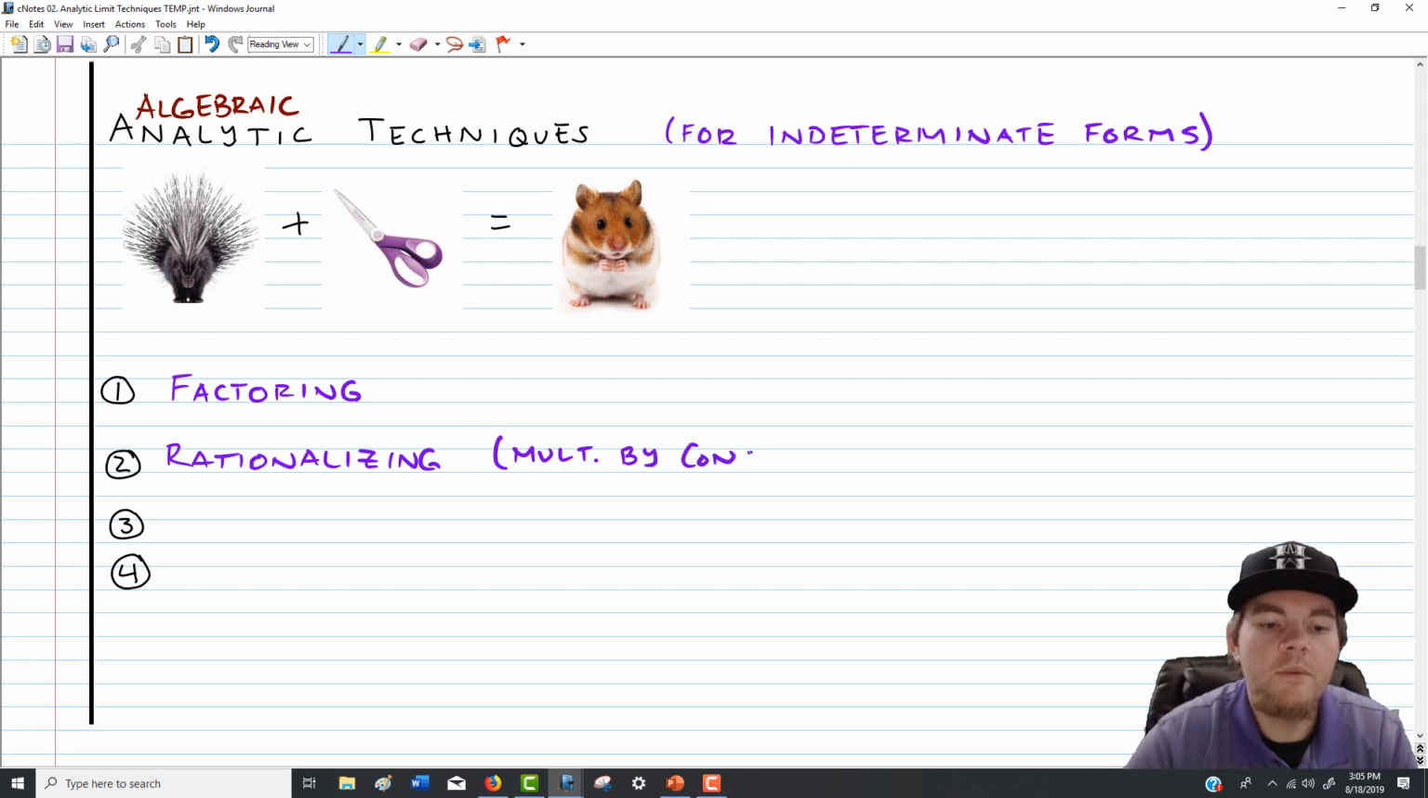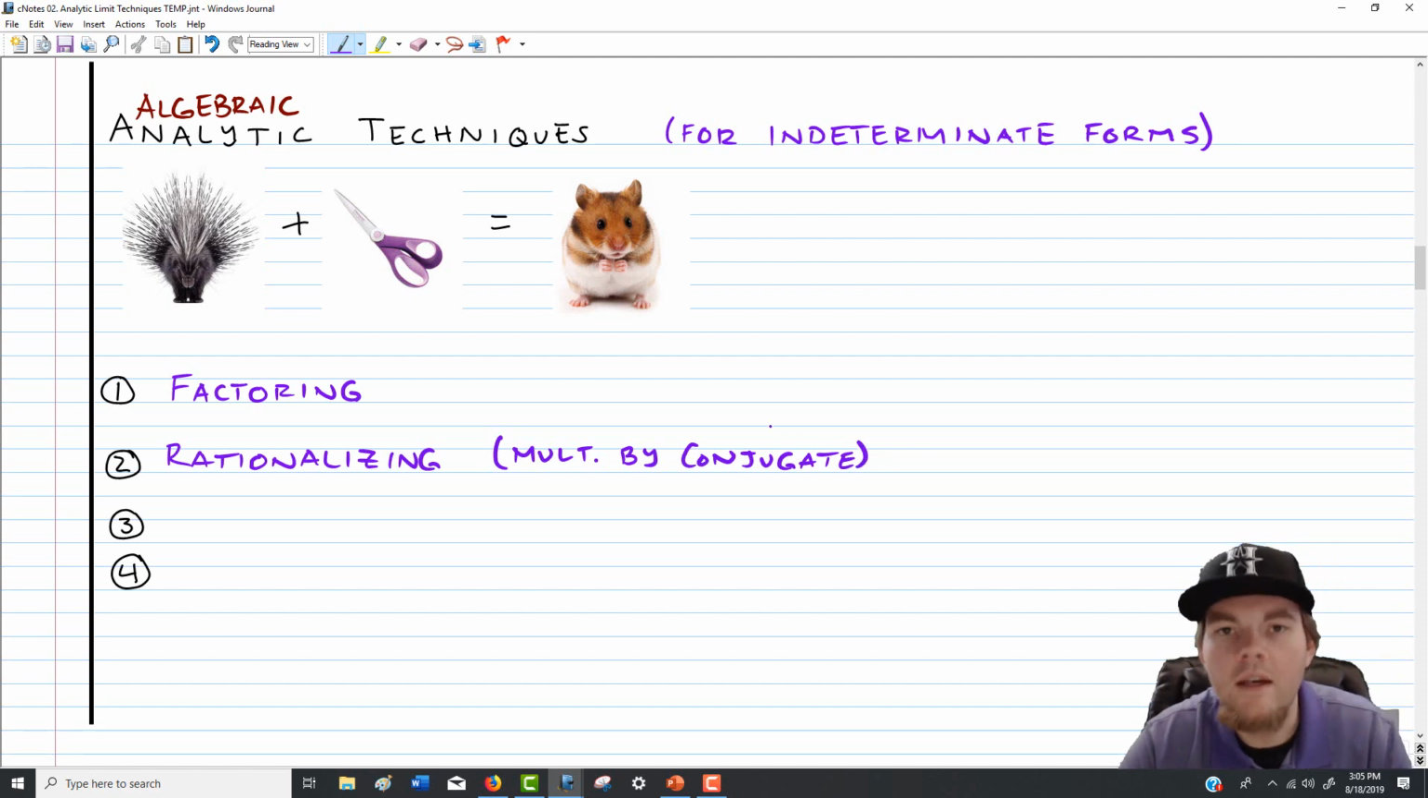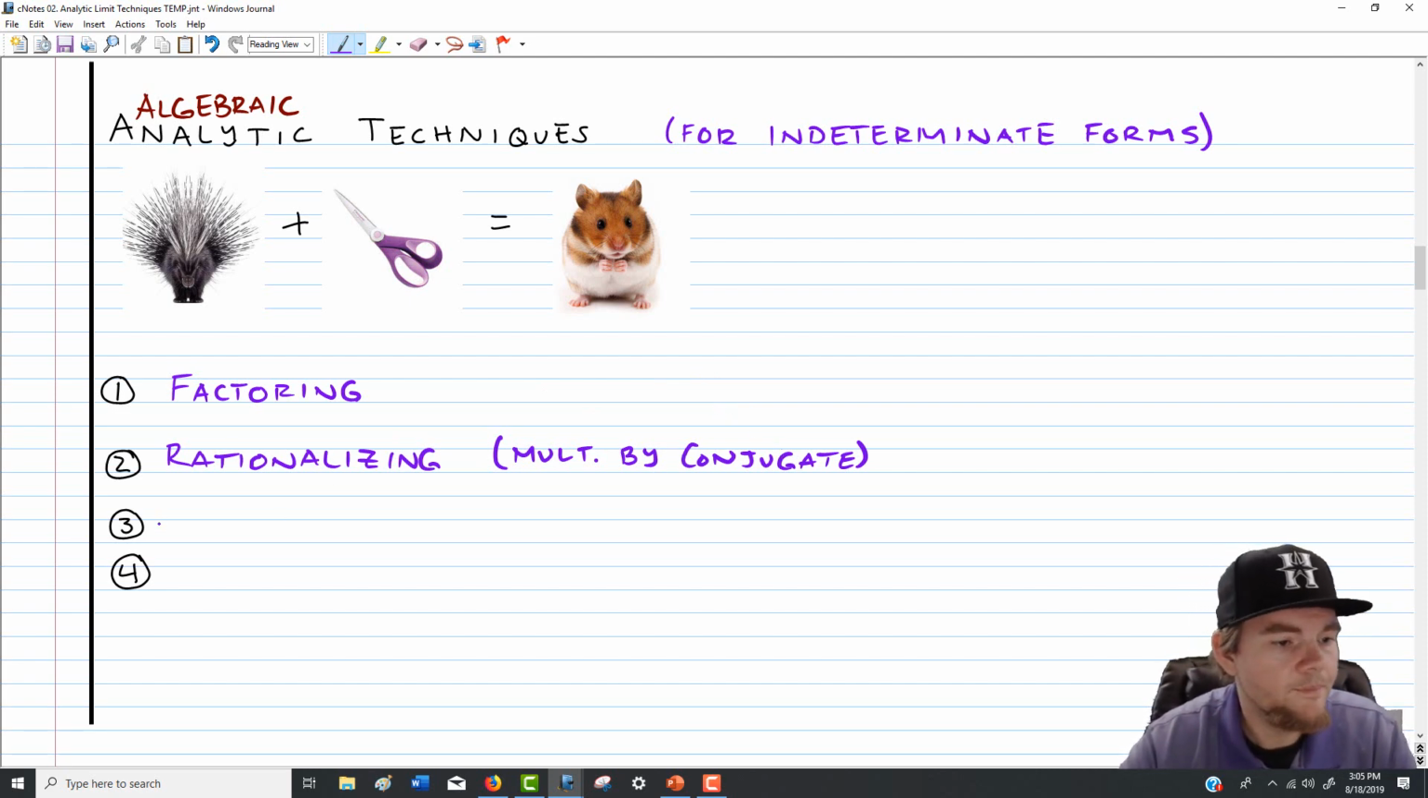So truthfully, you've done this before in pre-cal when you dealt with what are those things called? Trig identities. You were doing this in a particular form, you just didn't do it in the context of a limit. So we're going to multiply by conjugates. And again, I'll show you an example of that in just a second.